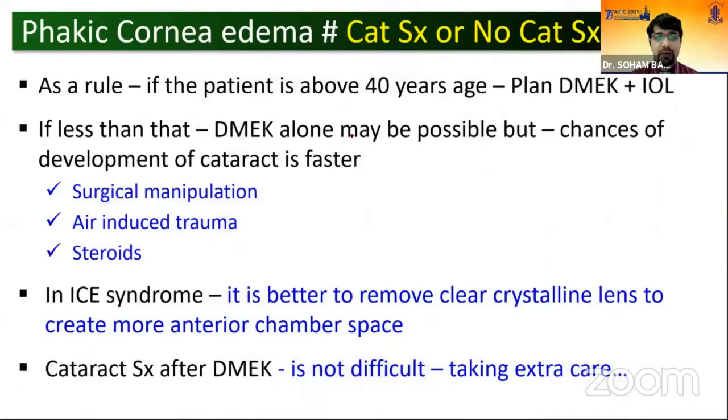Whether to go for a triple or a DMEK alone in phakic patients: above 40, it's better to go for a triple procedure, which avoids damage to the graft from a subsequent phaco. In younger patients, of course, single-stage phakic DMEK is possible, but they should be informed that cataract formation is usually early due to the surgical manipulation and the postoperative medication itself. In ICE syndrome and certain cases of complex AC anatomy, even with younger patients, it is better to do the cataract in the first sitting itself.